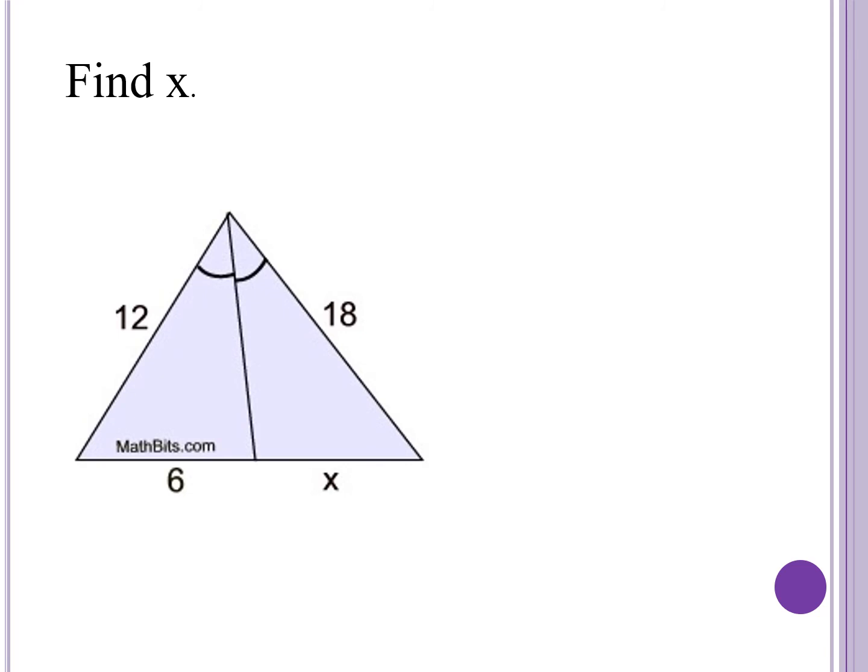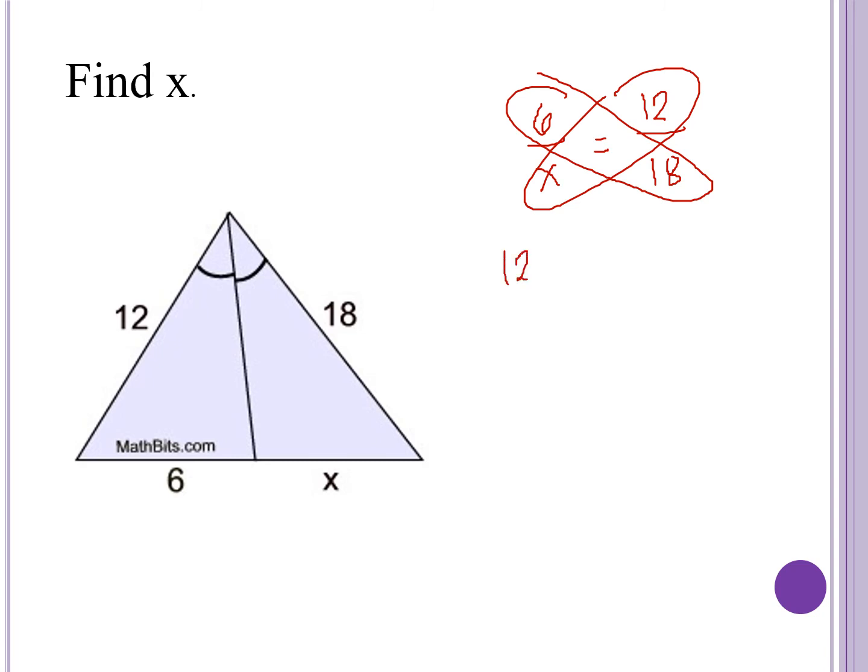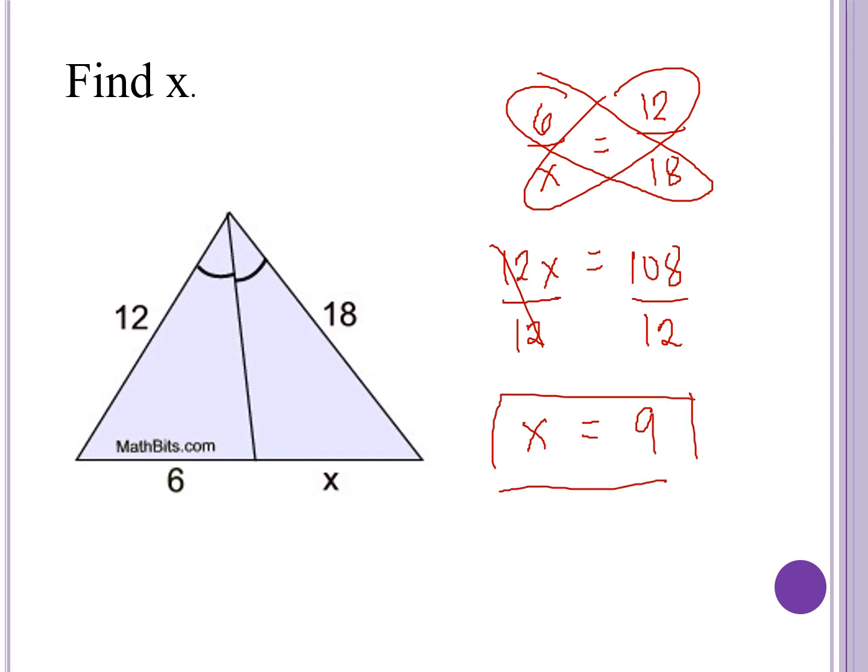Let's have another one. Find x. Okay, let's form a proportion. So we have 6 over x is equal to 12 over 18. Cross multiply, 12 times x is 12x. 6 times 18 is equal to 108. Divide both sides by 12. Therefore, x is equal to 9.